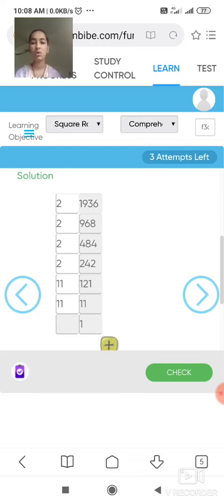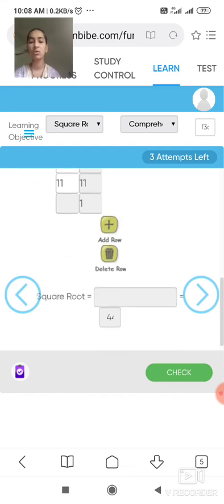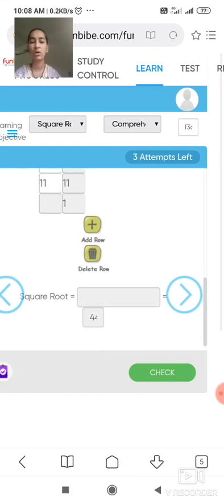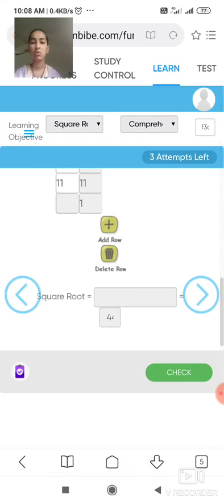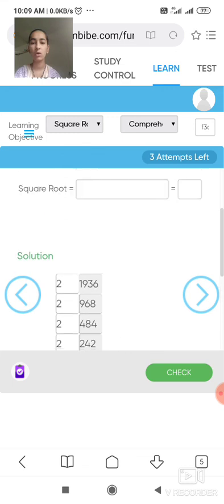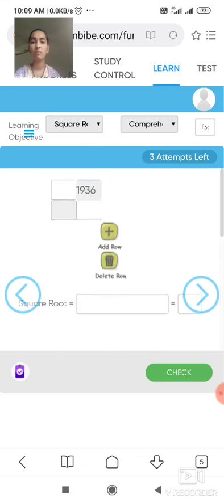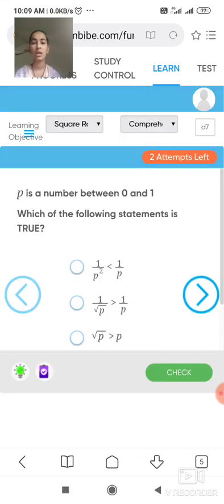Now in this you can see 2 is how many times? 4 times, and 11 is 2 times. That means 1936 is a perfect square because it has all factors paired. Yes, all the factors are paired. So the square root of which number? The square root of 1936 is 44. From each pair, take one number and then you find the square root.